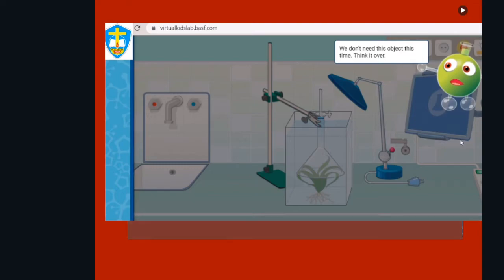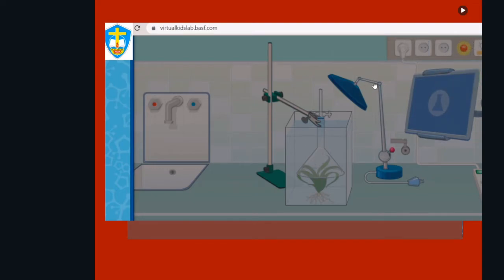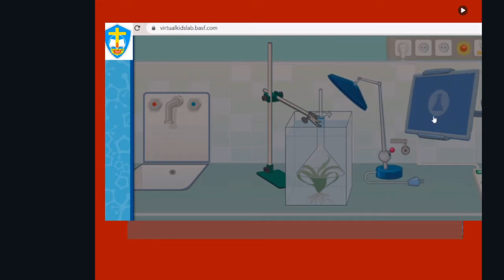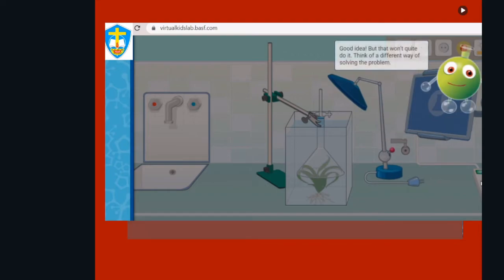We don't need this object this time. Think it over. Hold on. Good idea, but that won't quite do it. Think of a different way of solving the problem.